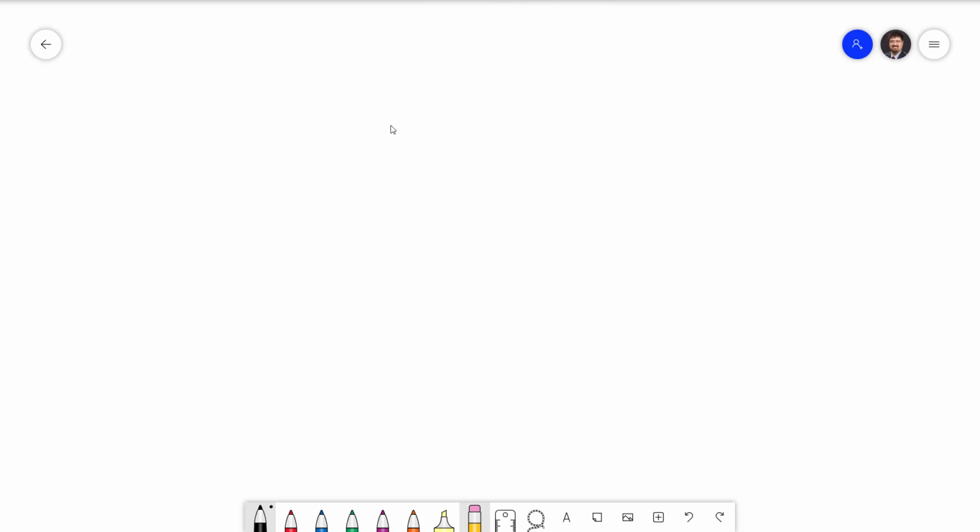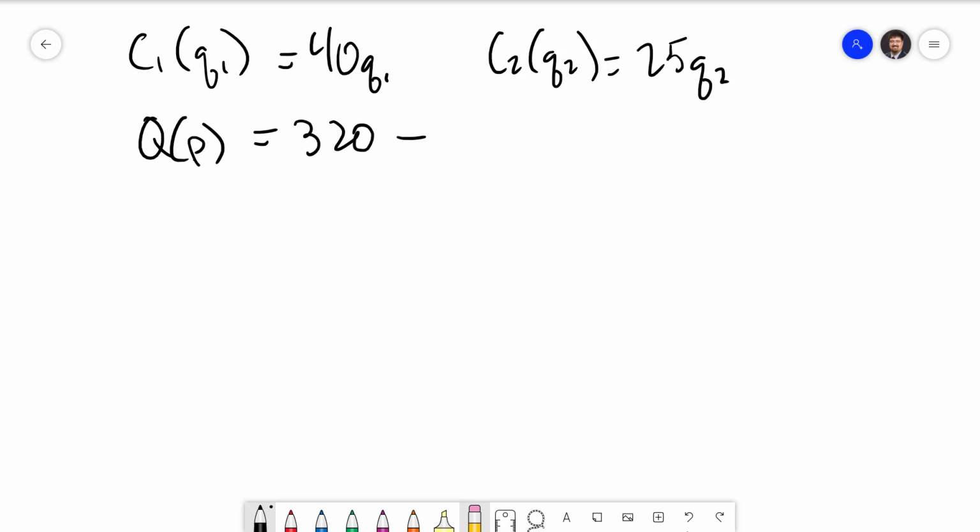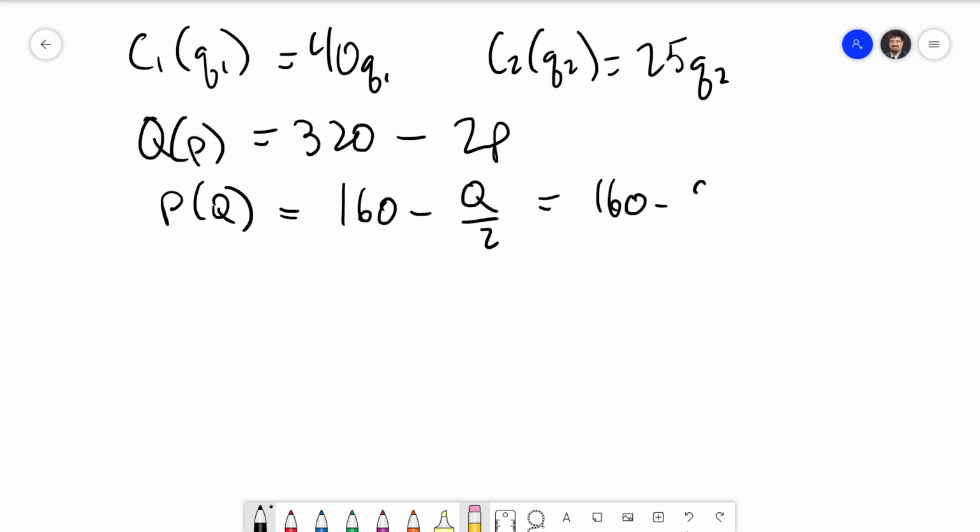Now let's look at the Cournot model. We are going to continue with the same example. C1 of Q1 equals 40 Q1. C2 of Q2 equals 25 Q2. As before, the demand function is Q of P equals 320 minus 2P. And as always, what we always want to do when we start a Cournot problem is flip this thing around to get our inverse demand function, P of Q, which in this case is 160 minus Q over 2. Plugging in the little q's, that gives us 160 minus Q1 over 2 minus Q2 over 2.